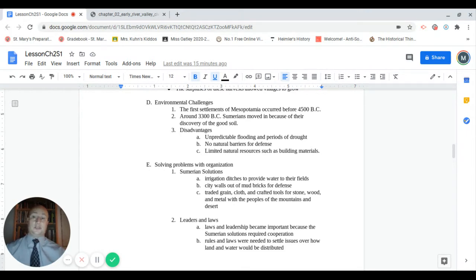And we also learned that advanced cities are those that trade with outlying cities and regions. So this definitely qualifies the Sumerians as a true civilization. Now, next we'll talk about some leadership. Obviously, to do all of these things, to create all these Sumerian solutions, you need great leadership and you need government. So laws and leadership became really important because the Sumerian solutions required a lot of cooperation to get things done. Now, also, I want to make a point that rules and laws were actually needed to settle issues over land and water and how those things would be distributed.